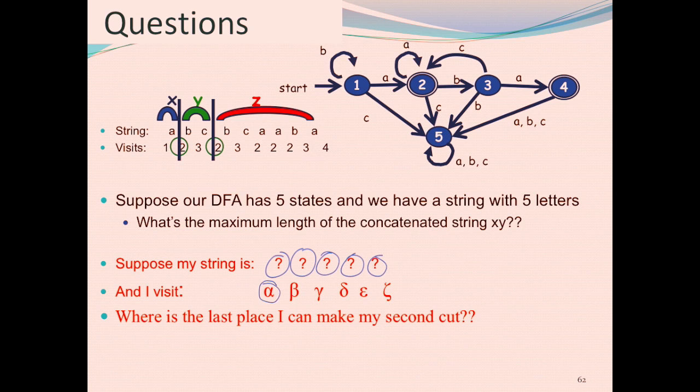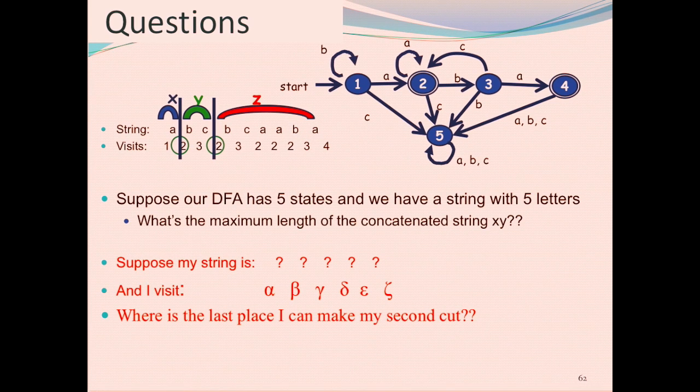So I'll visit alpha, I'll see this letter. I'll visit beta, I'll see this letter. I'll visit gamma, see this letter. Visit delta, see a letter. Epsilon, see a letter. And I'll end up at state zeta. And the question I have is, where is the absolutely last place I can make my second cut? So in other words, where do I have to have a duplicate? Alpha and beta don't have to be the same number, right? They could be different numbers. But I only have 5 states in my DFA.